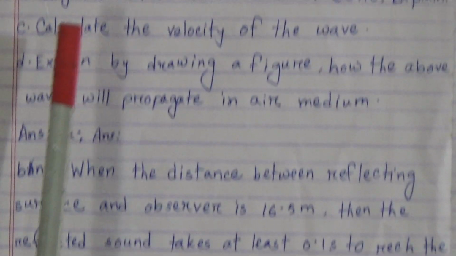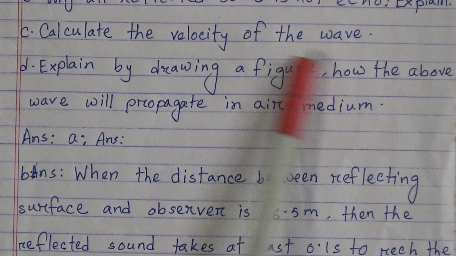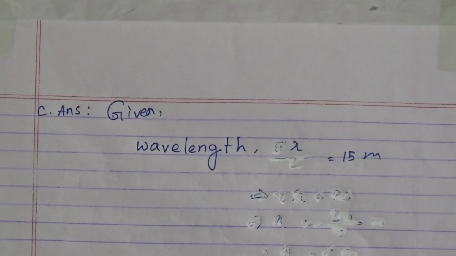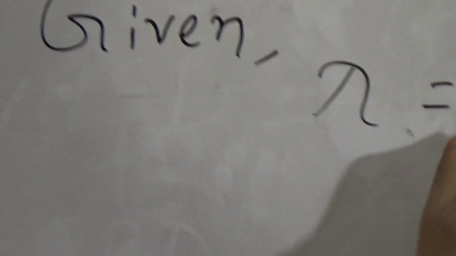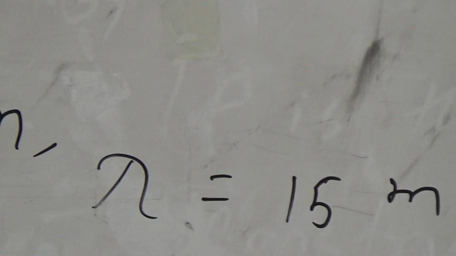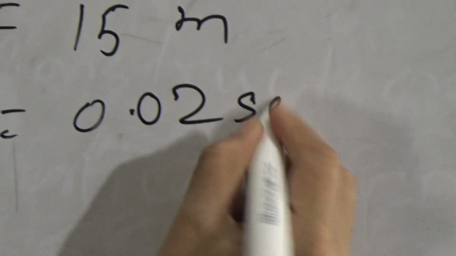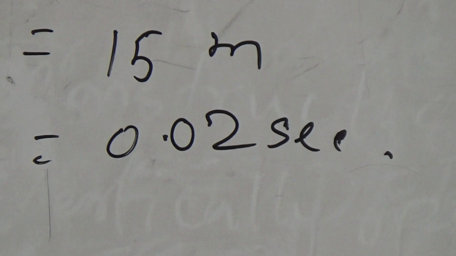Now question number C: calculate the velocity of the wave. My dear students, now we will solve this problem. At first you have to write the given. Here given lambda, that means the wavelength, is 15 meter, and the time period T equals 0.02 second. Now we have to find out the frequency.